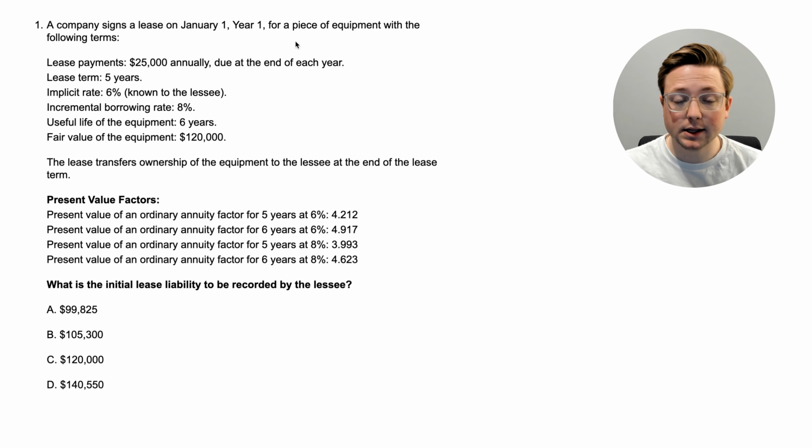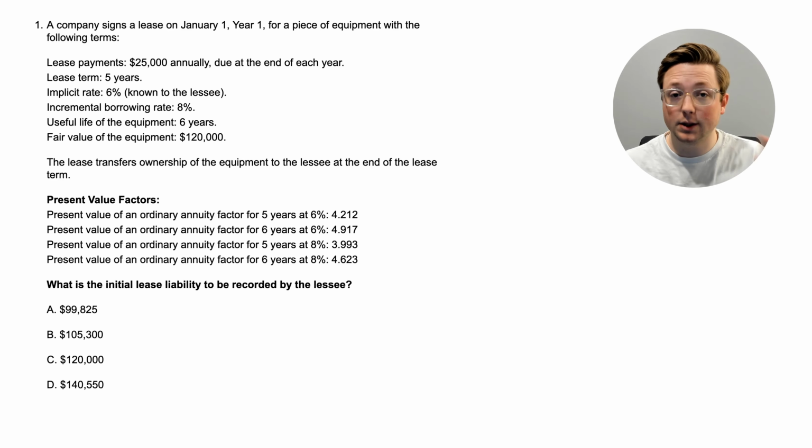A company signs a lease on January 1st, year 1, for a piece of equipment with the following terms. The lease payments are going to be $25,000 annually due at the end of each year. The lease term is 5 years. The implicit rate is 6%, and that is known to the lessee. And by the way, that does matter, so we'll talk about that in a little bit. Incremental borrowing rate is 8%. The useful life of the equipment is 6 years. The fair value of the equipment is $120,000. And the lease transfers ownership of the equipment to the lessee at the end of the lease term.